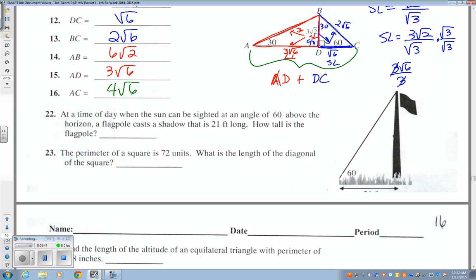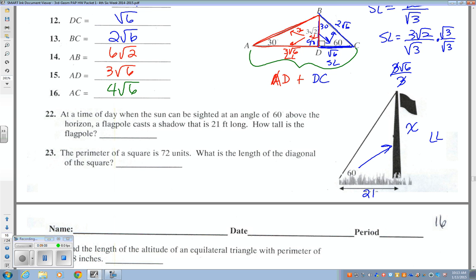All right, 22 real quick. It says at the time of day the sun can be sighted at an angle of 60 degrees above the horizon. The flagpole casts a shadow of 21. I know you don't see it here, but this is 21 at the very bottom, so that tells me where that goes. They want to know how tall the pole is, which is opposite the 60, so that lets me know it is the long leg.